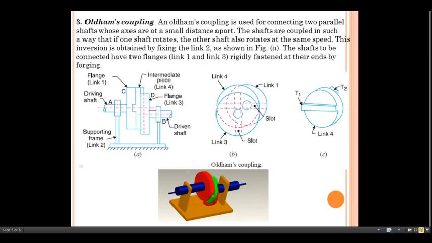Now, there is sliding motion, as already discussed, between link number 1 and the intermediate piece on this side. Similarly, sliding motion occurs between link number 4 and link number 3. This will be clearer with the help of this animated diagram. I hope today's lecture, inversions of the double slider crank chain, is clear to you. Thank you.